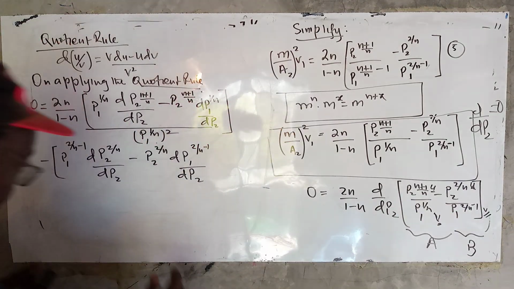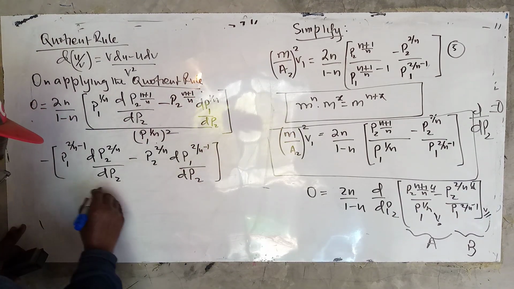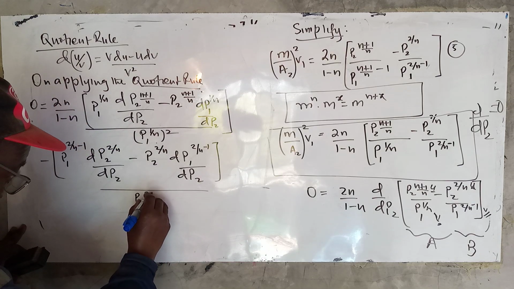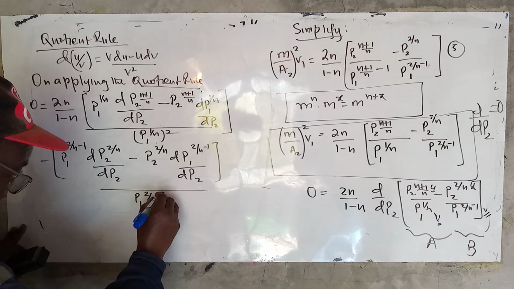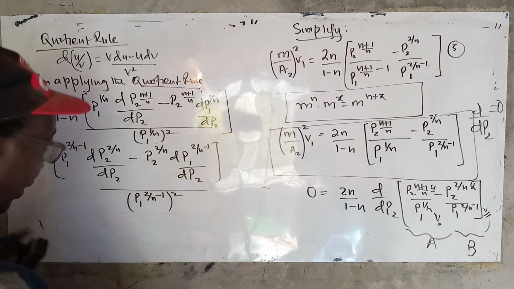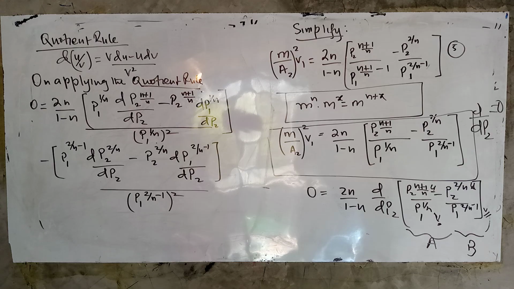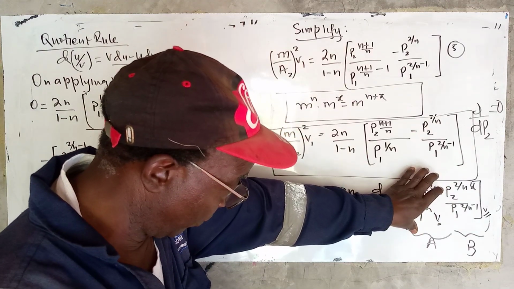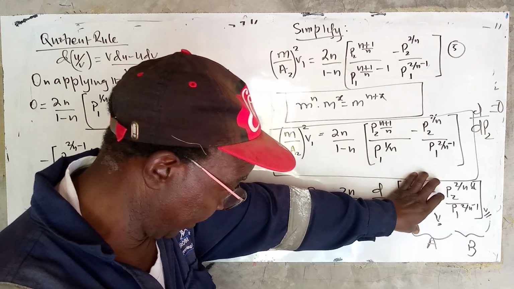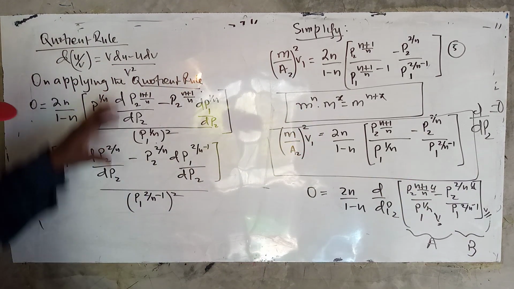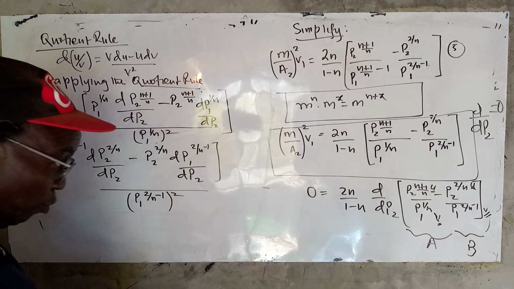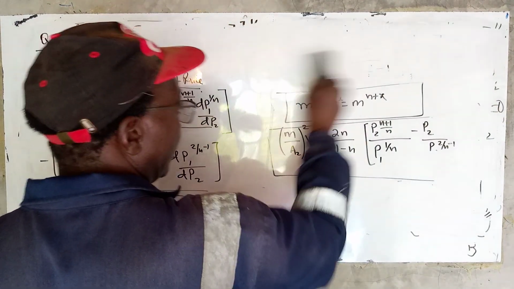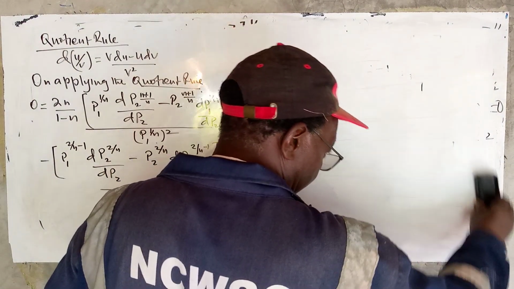And in this particular case, it is P1 to the power 2 over n minus 1, squared. Now, remember, we have applied the quotient rule to term 1, term A, and term B. And that is term A, and that is term B. So let us move on with our simplification.